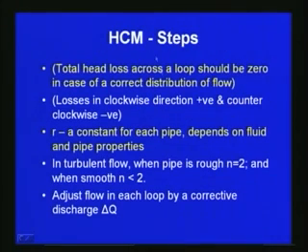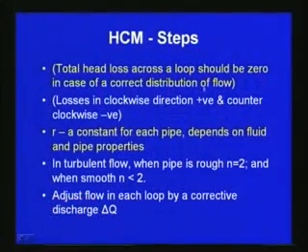Now, with respect to the steps we have considered, the total head loss across a loop should be 0 in case of a correct distribution of flow. What we did is, for the given network we assumed the flow direction and also the flow through each pipe. If our assumption is right, then for the given loop the head loss should be 0, as per the basic assumption we use in this analysis. If the distribution is not right, there will be some error, so we have to check and then redistribute.